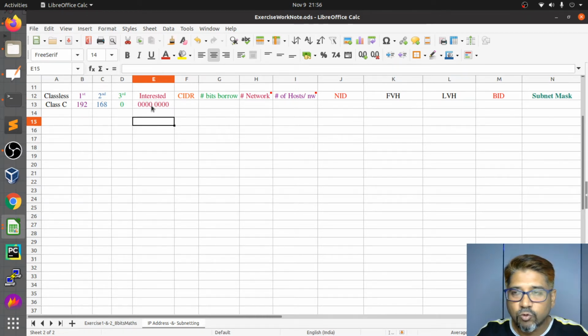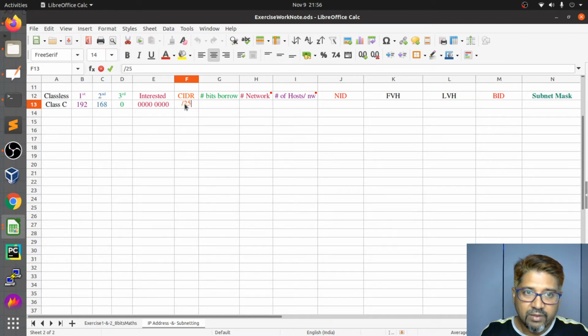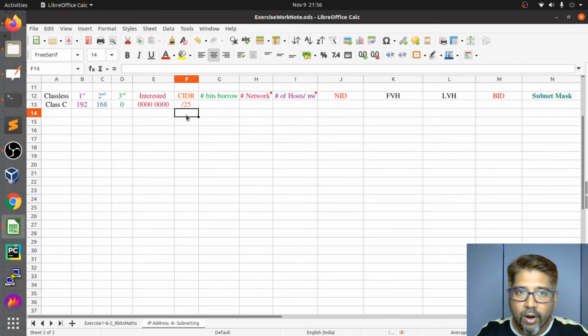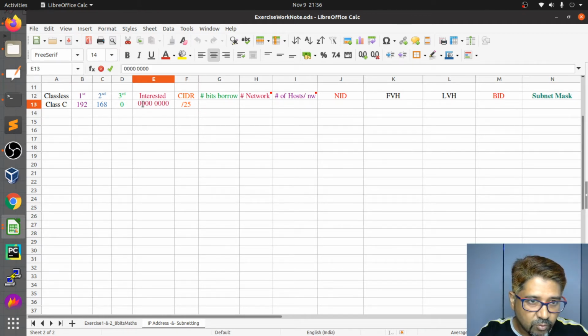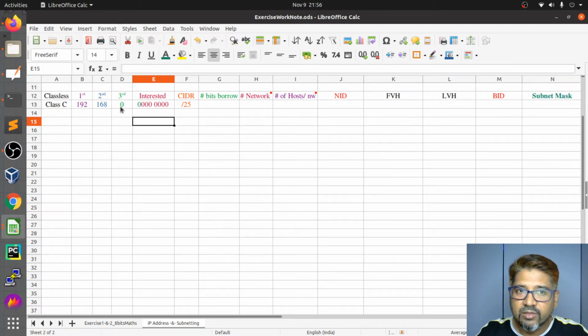We have this many host bits, and we are going to borrow 1 bit. So what is going to be my CIDR? /25, as soon as we borrow 1 bit from 24 to 25. I'm going to use different color symbols so it's very clear. These are all my 7 host bits, and this green one, this 1 bit, is in the fourth octet, but it's going to be part of the network bits.